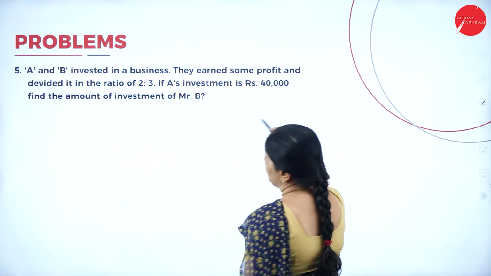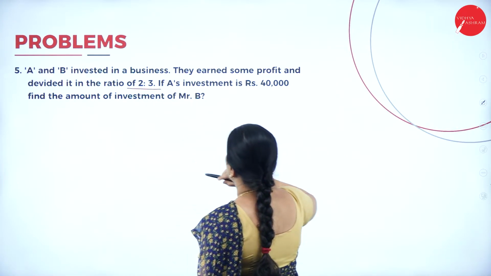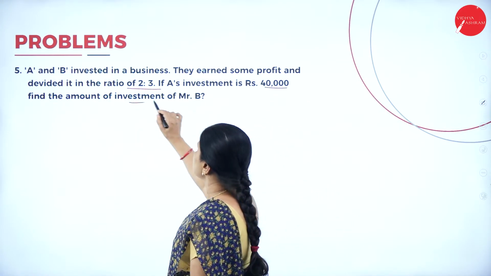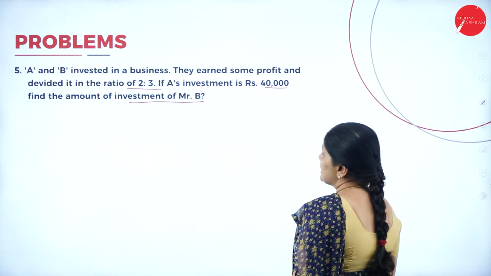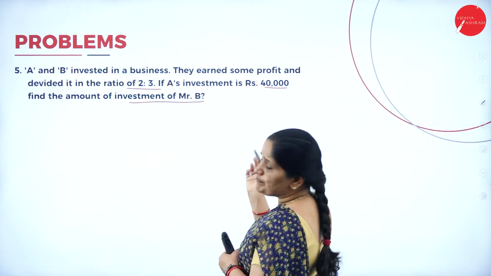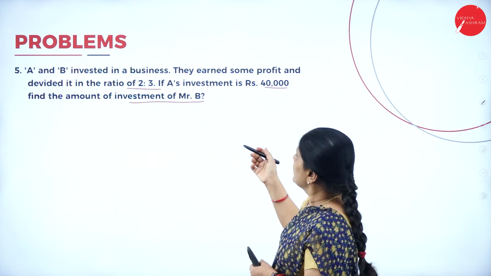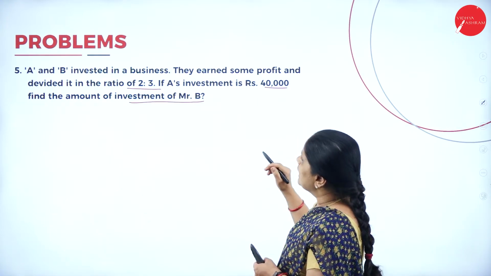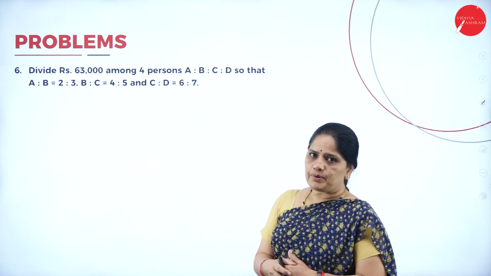Then next one, A and B invested in a business. They earned some profit and divided it in the ratio of 2:3. If A's investment is 40,000, find the investment of Mr. B. So, let us work out this problem. Now, let us go to the next problem here.